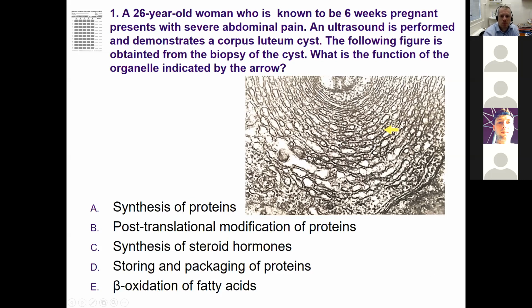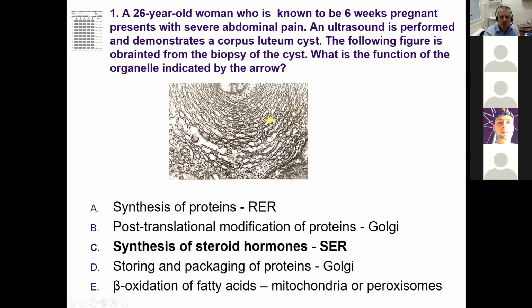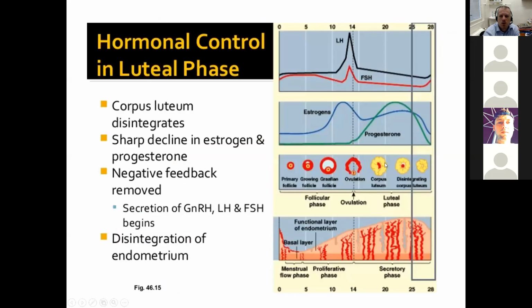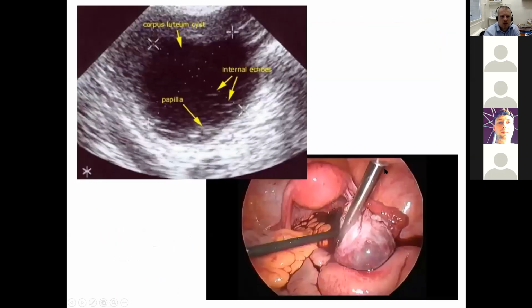So the first one was about remembering that the smooth endoplasmic reticulum is the organelle responsible for synthesizing steroid hormones, and the steroid hormones are produced, for example, in the corpus luteum, which is an important endocrine organ in the cortex of the ovary that produces estrogens and progesterone. You can see this. And it might contain cavities, pathological cavities called cysts. Here is one of the cysts on the ultrasound. Here is one as seen during endoscopic surgery.